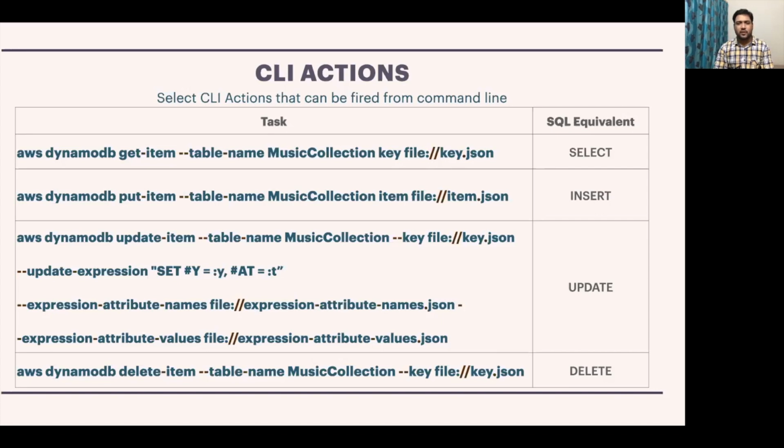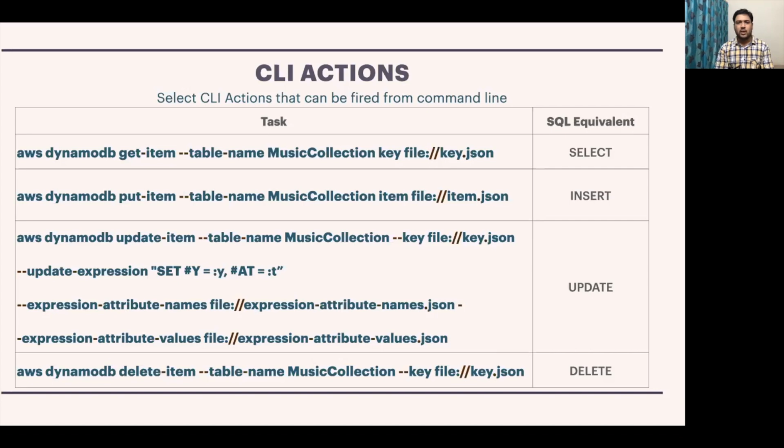So the first CLI action is aws dynamodb get-item. Then you specify the table name, and then you specify the key JSON. So what is the content of the JSON? We will dive into it on the next slide. In this key JSON, we are defining the primary key: the partition key and sort key.